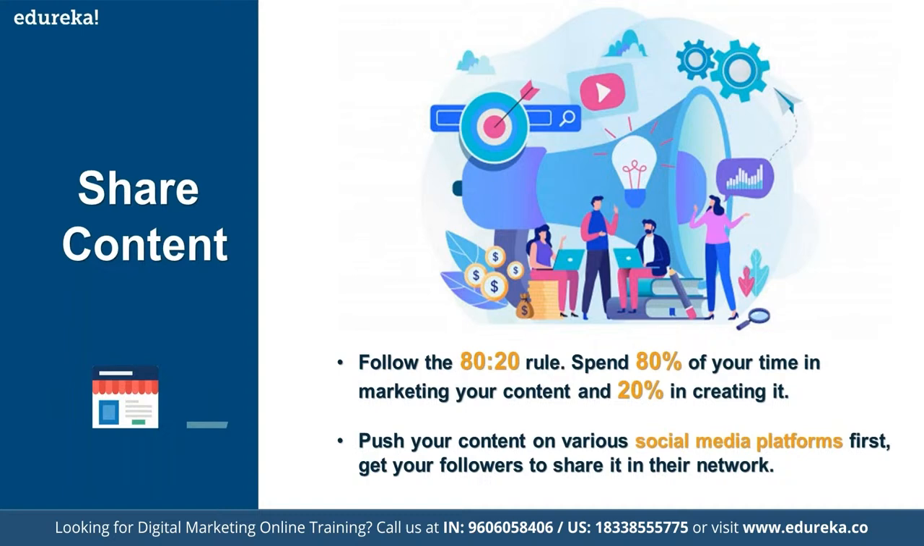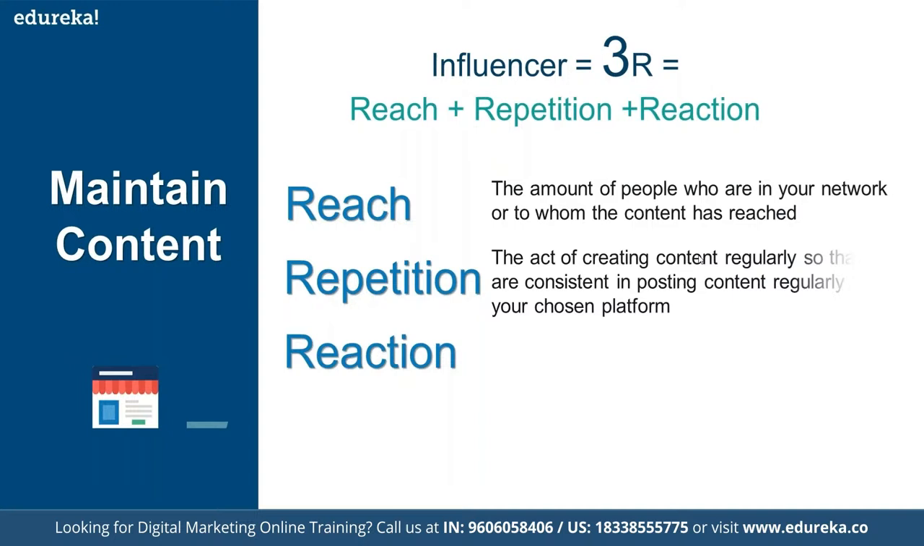Now, maintain the content. How do you maintain the content? There are 3 R's, the secret R's for you. Reach, repeat, reaction. Okay. Reach: the amount of people who are in your network, or whom your content should reach or has reached, who have touched their smartphones or devices. That is reach. Repetition: the act of creating content regularly so that you are consistent in posting the content on your chosen or desired platform.